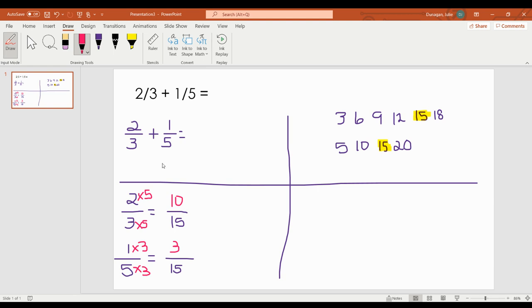So just to make things easy, we're going to add 10 plus 3. Remember, our denominator stays the same. So if I have 10 plus 3, that gives me 13. And my denominator will stay the same. So I will have 13 fifteenths.